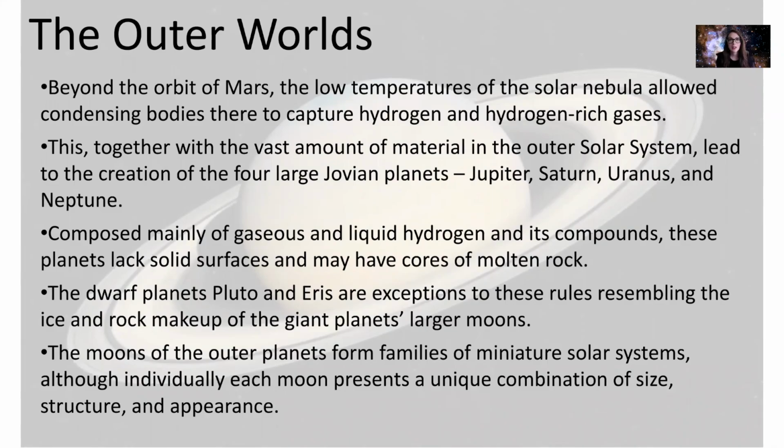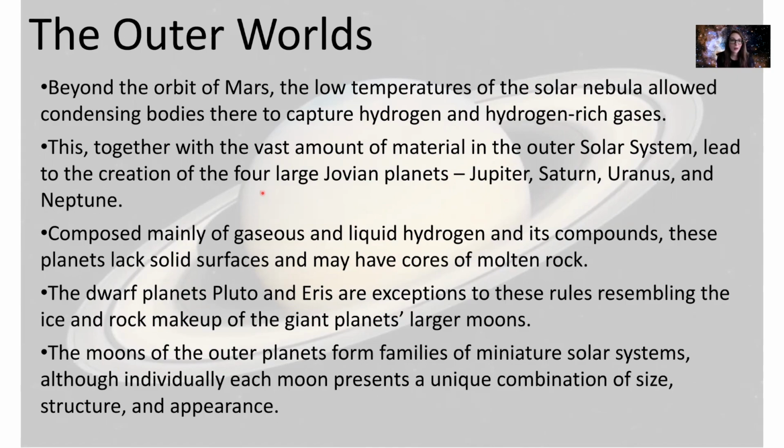For this set of mini lectures, we are going to talk about the outer planets, or the outer worlds. Beyond the orbit of Mars, the low temperature of the original solar nebula allowed condensing bodies out past Mars to capture hydrogen and hydrogen-rich gases. This, together with the incredible amount of material at the edges of our solar system, led to the creation of our 4 large Jovian planets. We've got Jupiter, Saturn, Uranus, and Neptune.